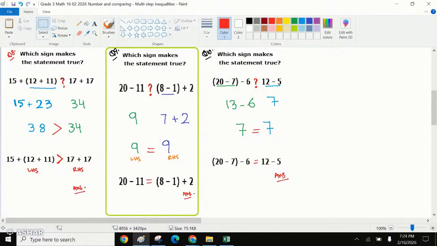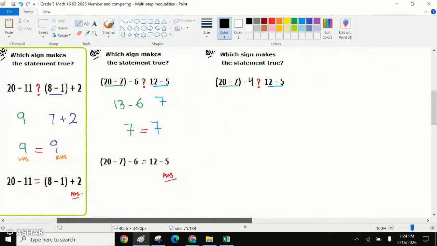Okay. If I take the same question and just change one value, let's try to change one number in this given question. Rather than 6, if this would have been 4. So we know that 20 minus 7 was 13, minus 4, and 12 minus 5 was 7. 13 minus 4 is, thank you, Rebecca. 13 minus 4 would be 9, and the right hand side was a 7.